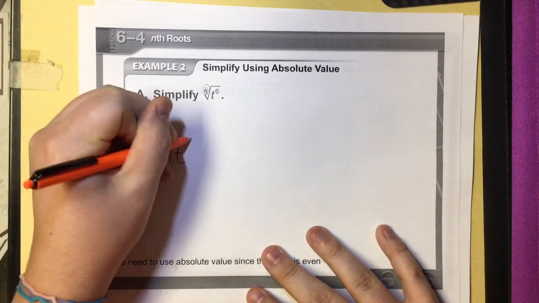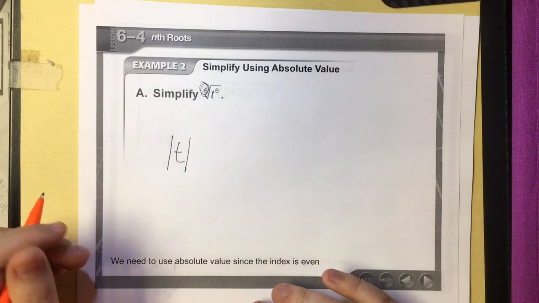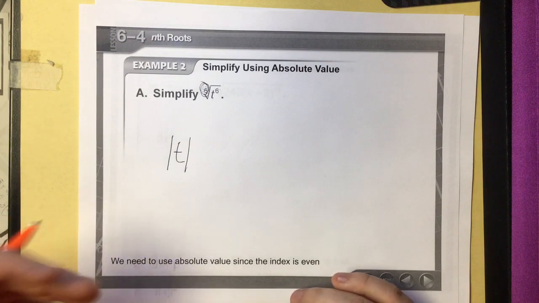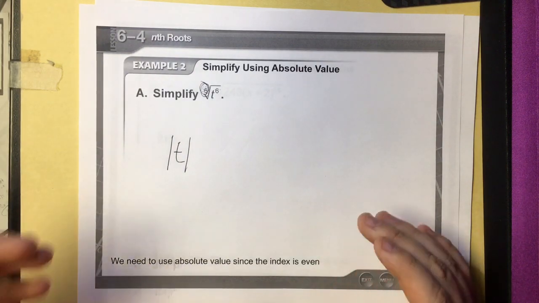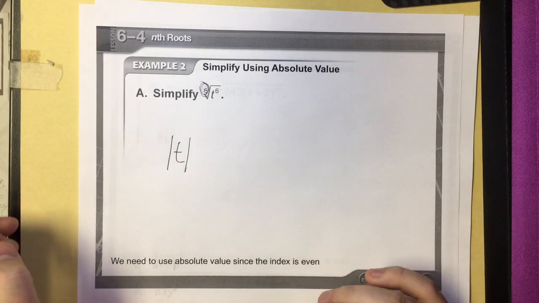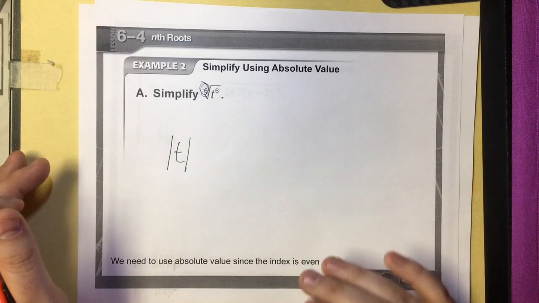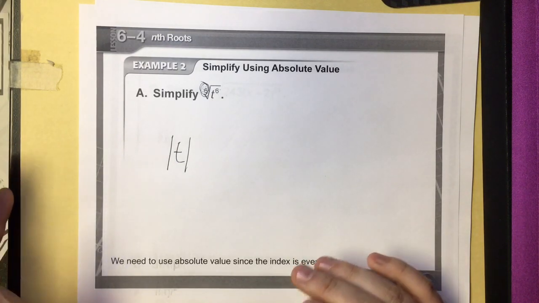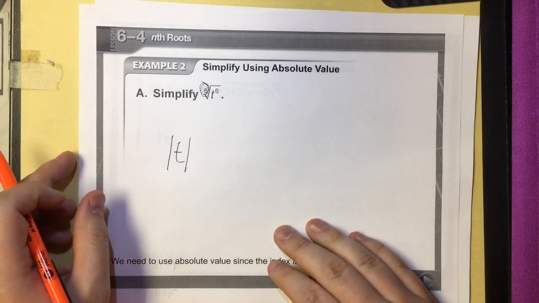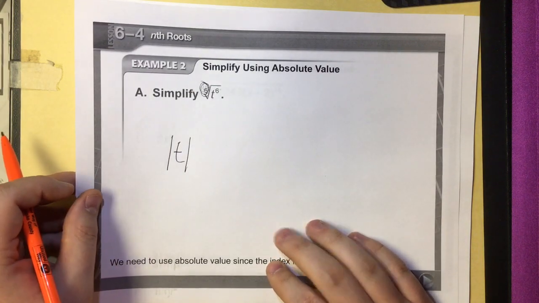Since the index is even, we want to write our final answer as the absolute value of t. Because if t was negative at the beginning, our 6th root of t to the 6th is still going to be a positive number. If you took a negative number to the 6th power, it became positive. When you took the 6th root, it stayed positive. So this is going to simplify down to the absolute value of t. It's always going to give you a positive number, whether t was or wasn't positive.